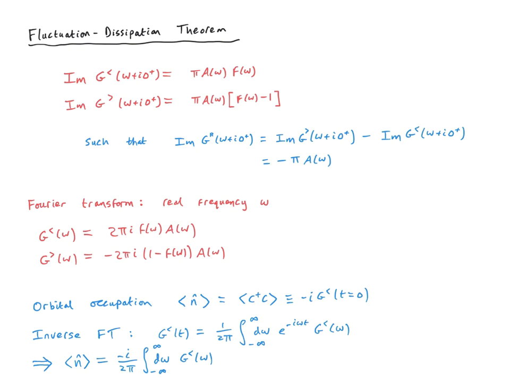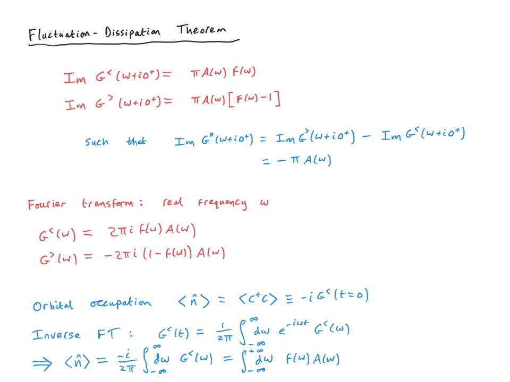We can express the orbital occupation, which is the expectation value of n hat, then simply as minus I upon 2 pi integral d omega of g lesser of omega. Substituting our expression for g lesser of omega into this integral in terms of our spectral function then gives us the following. The orbital occupation is given as the integral d omega of the Fermi function f of omega times the spectral function a of omega. And this is an important result. It tells us how the orbital occupation is related to the spectral function.